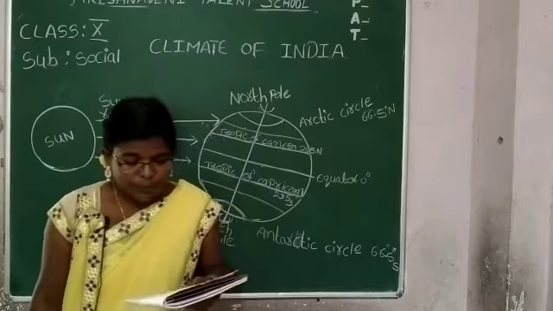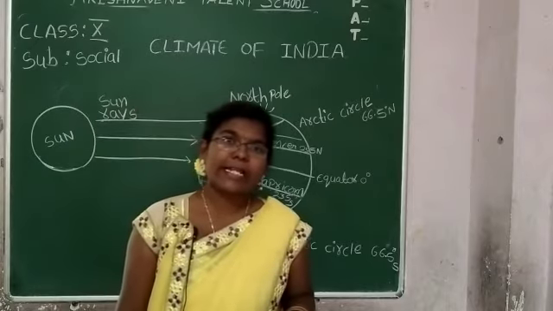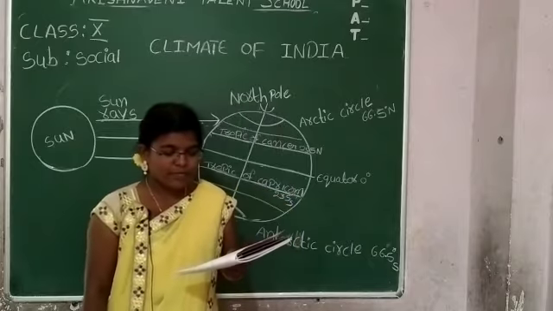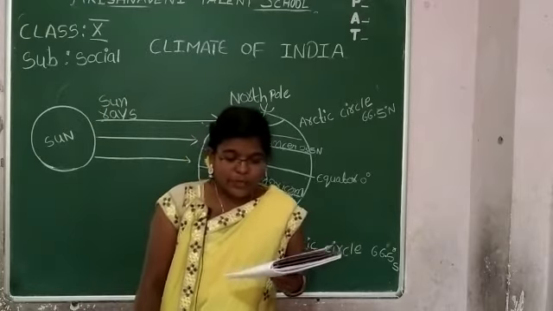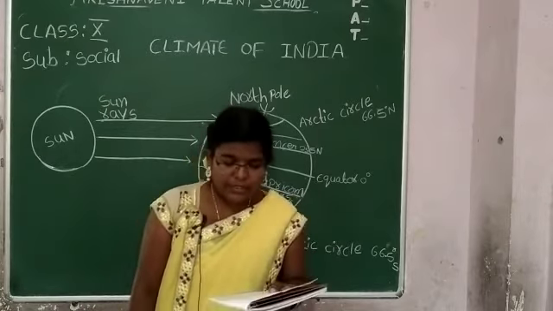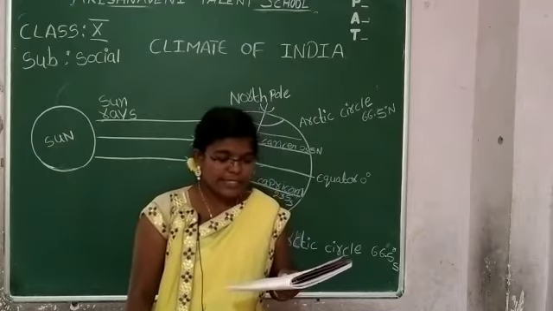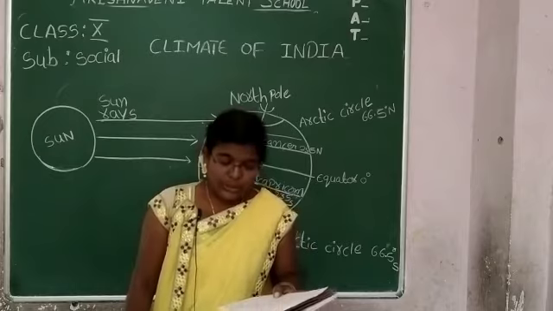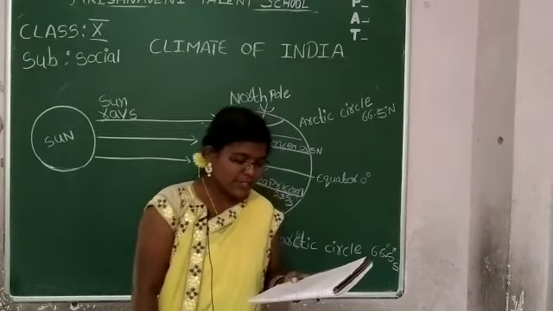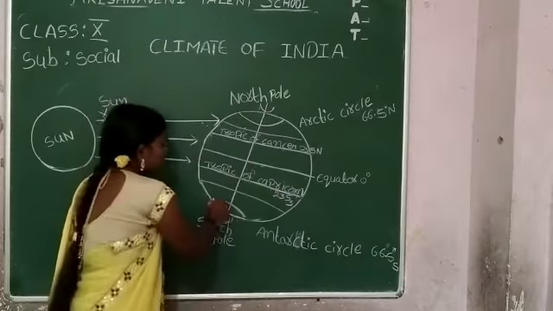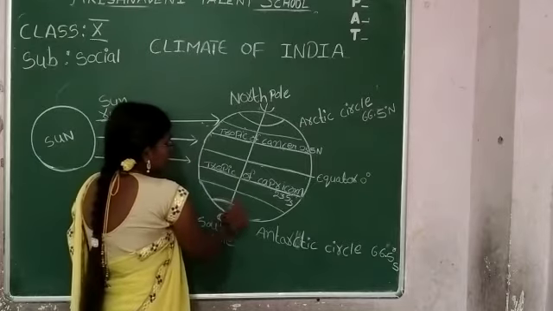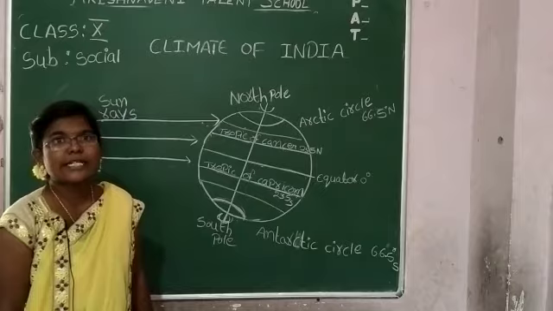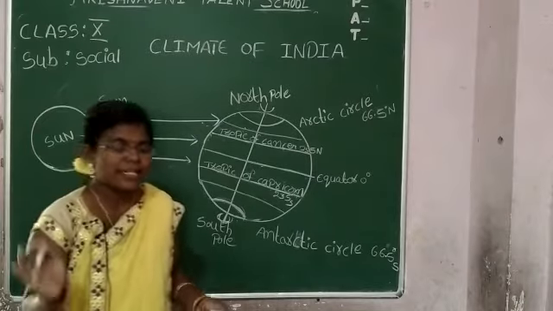Latitudes are imaginary lines on the Earth's surface that are all at equal distance north or south of the equator. Lines of latitude are not equal circles on the surface. See here, the circle is small. So they are not all equal. The circles are not equal in size.